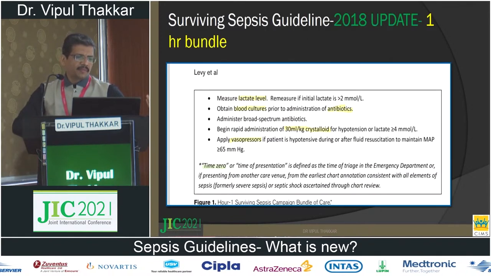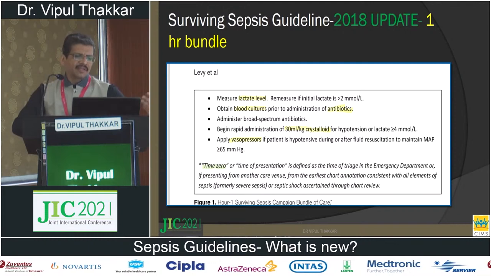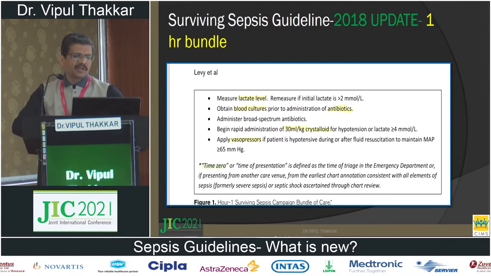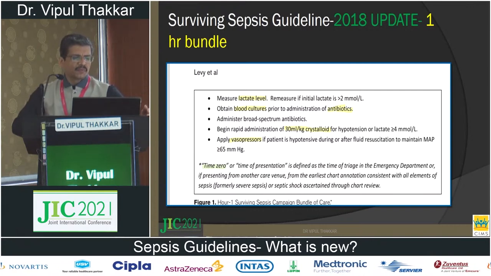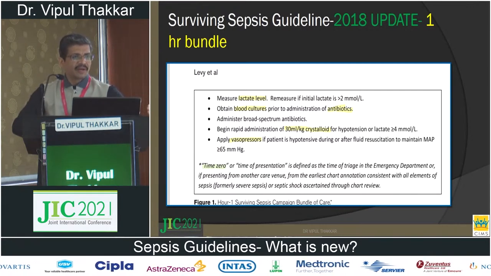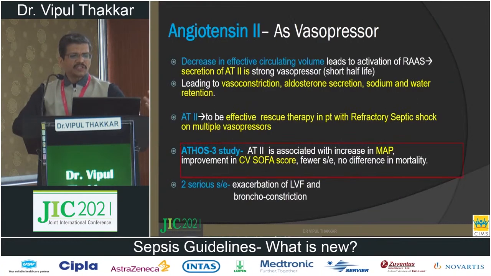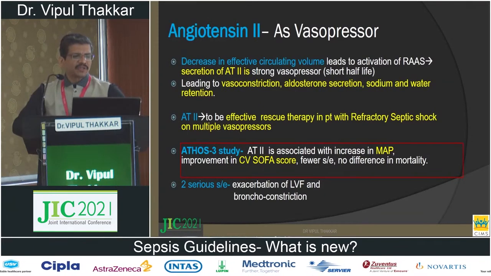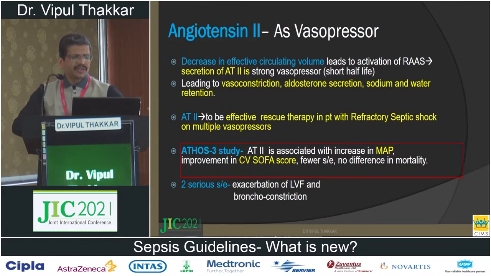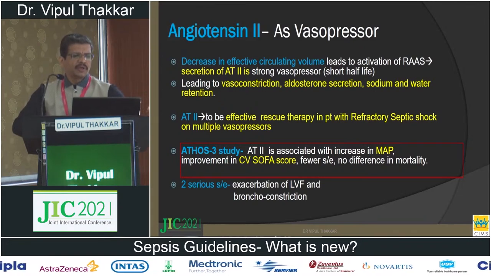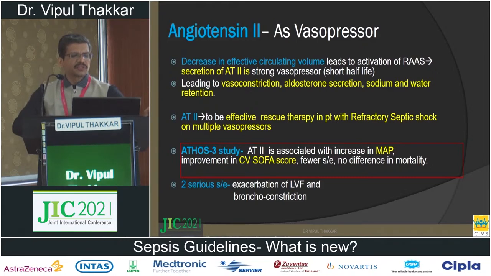So, this is 1 hour bundle which is updated in 2018. Again, they have targeted lactate, obtaining blood culture, antibiotics in 1 hour, same amount of fluid and vasopressor. They have targeted all to be started within 1 hour. So what is new about vasopressor? Angiotensin 2 is upcoming vasopressor. It is released in response to reduction in effective circulatory volume. It is a potent vasoconstrictor.